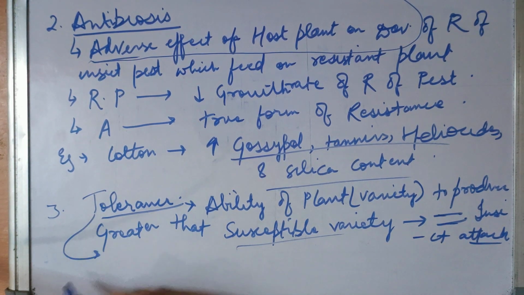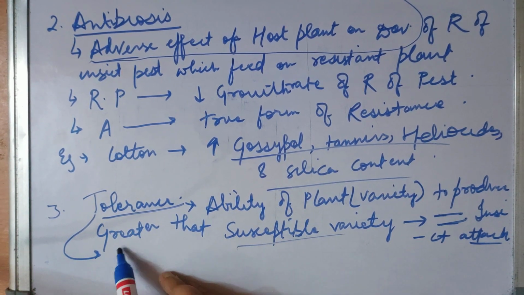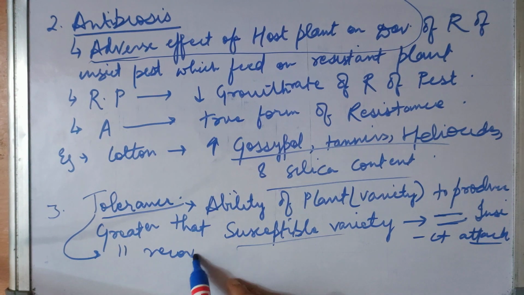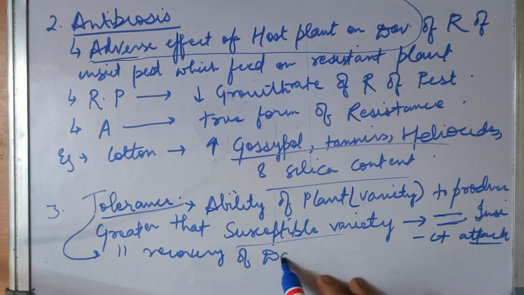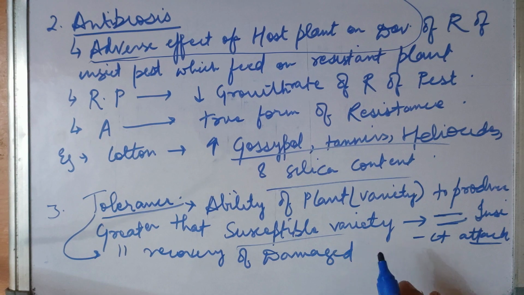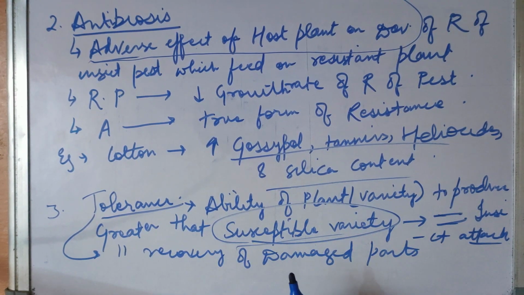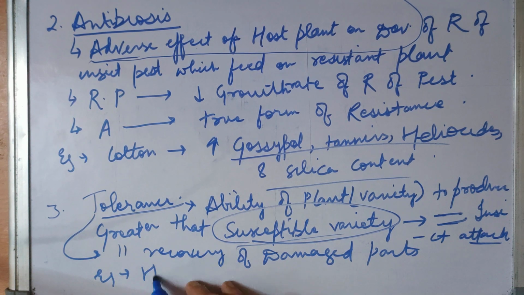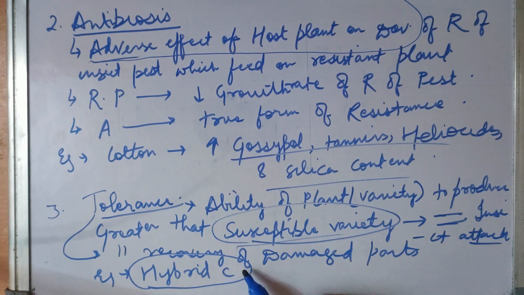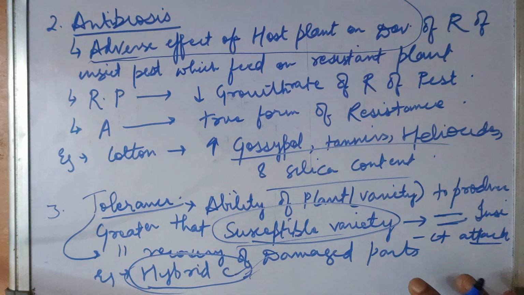These varieties also have greater recovery of damaged parts than susceptible varieties. The damaged parts recover faster as compared to susceptible variety. Example, hybrid cotton. The level of production doesn't decrease after insect attack in hybrid cotton, hence it is a tolerant variety. Hope you all understand this.